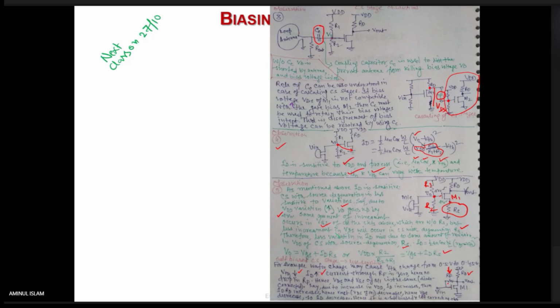Now, self bias is another method of biasing a CS amplifier. In this case of self bias, if VTS, for example the threshold voltage, is decreasing, for example because of a change of waveform or something, then ID will increase. Current through RF, the feedback resistance, is 0.